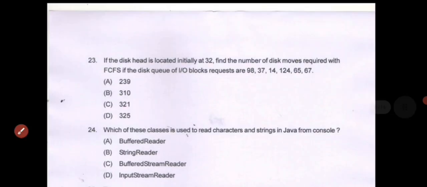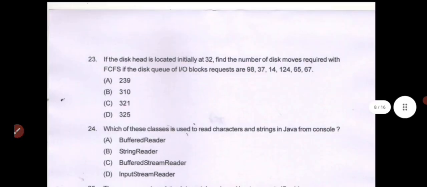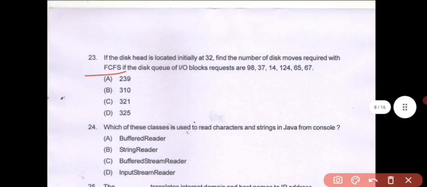If the disk head is located initially at 32, find the number of disk moves required with first come first serve, FCFS, if the disk queue of input output block requests are 98, 37, 14, 124, 65 and 67. The correct answer is option C, 321.